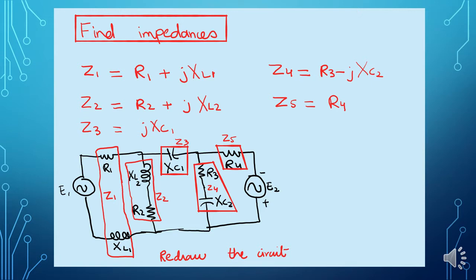Now, what we are going to do, we will first have to find out the impedances of the components present in our circuit, right? So first of all we are going to consider R1 and XL1, the impedance of inductor 1, and we will name it Z1. Secondly, our Z2 would be XL2 and R2. Our Z3 would be XC1. Similarly, our Z4 would be R3 and XC2, and Z5 would be R4.